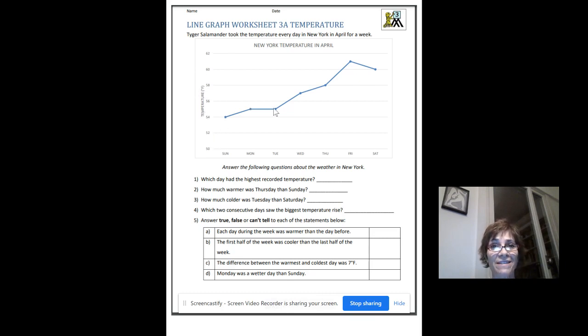As you can see, it's made up of line segments. A line graph is used to show changes in data over time. These are data points and they're connected by line segments.